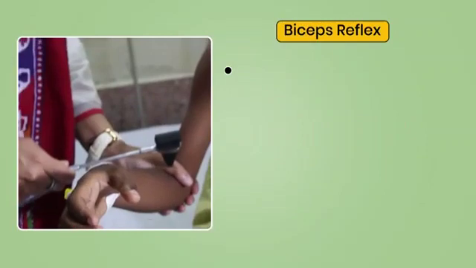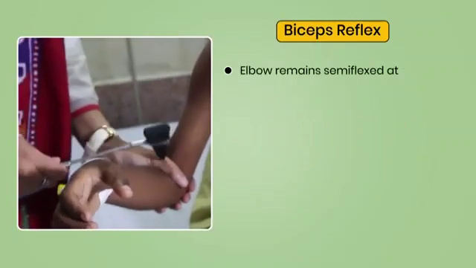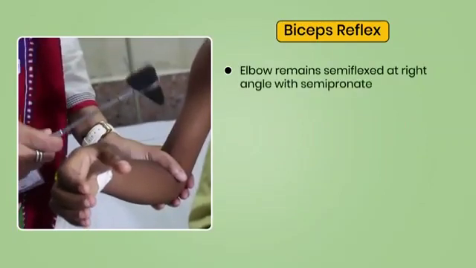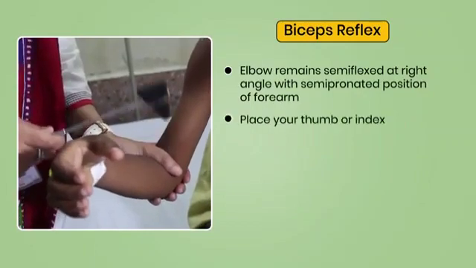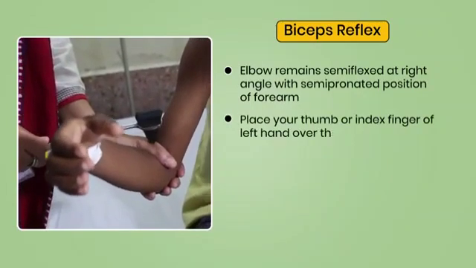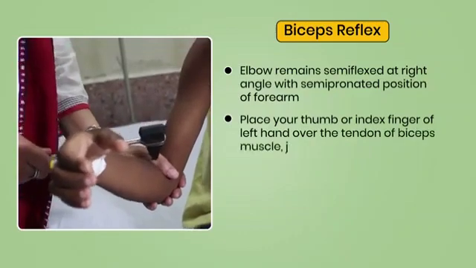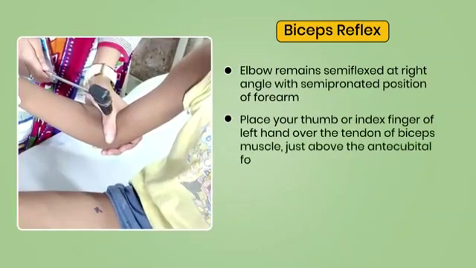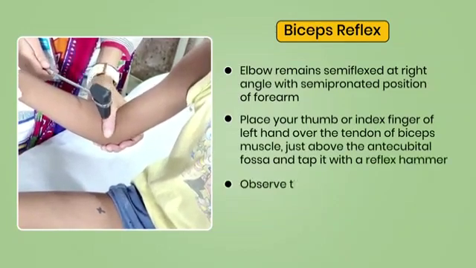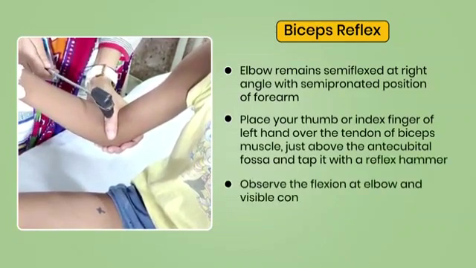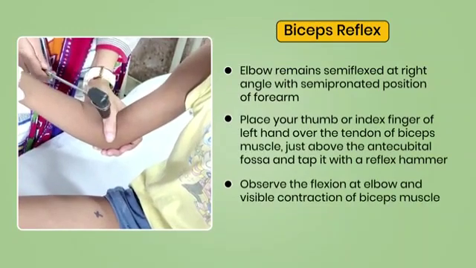Biceps reflex. Elbow remains semi-flexed at right angle with semi-pronated position of forearm. Place your thumb or index finger of left hand over the tendon of biceps muscle just above the antecubital fossa and tap it with a reflex hammer. Observe the flexion at elbow and visible contraction of biceps muscle.